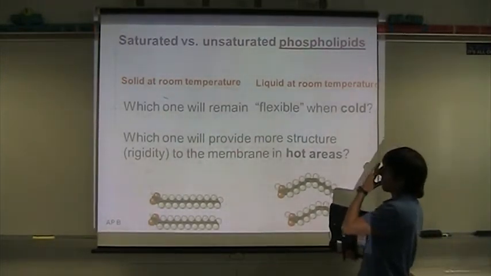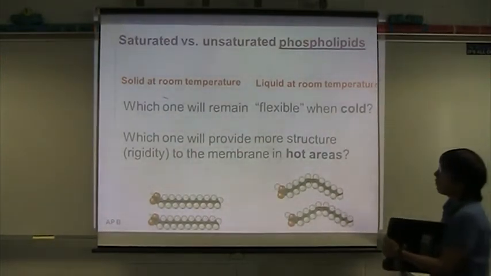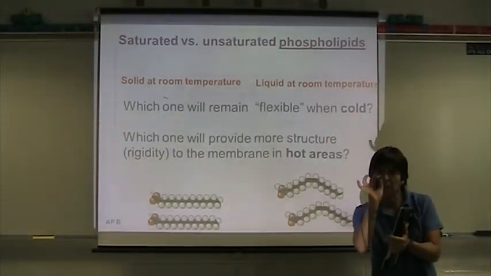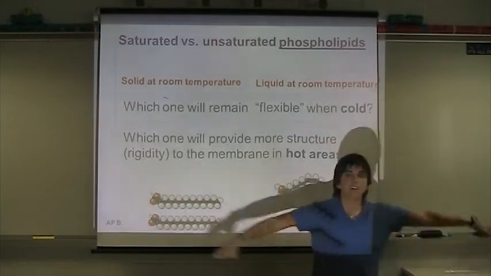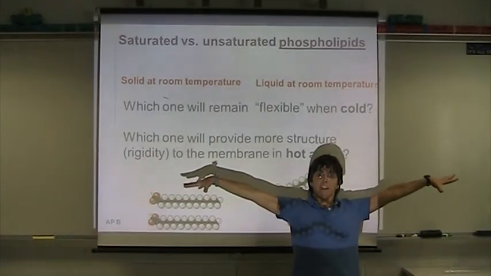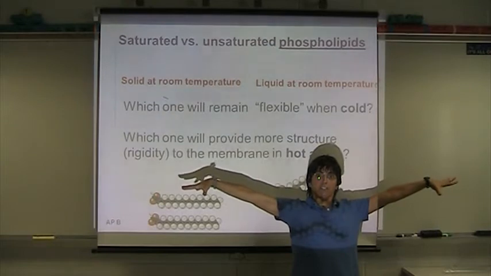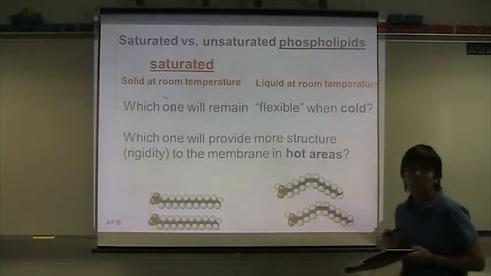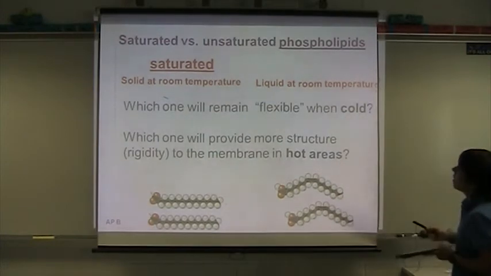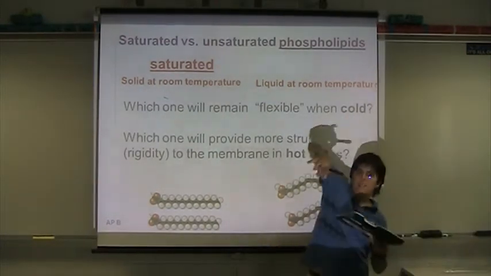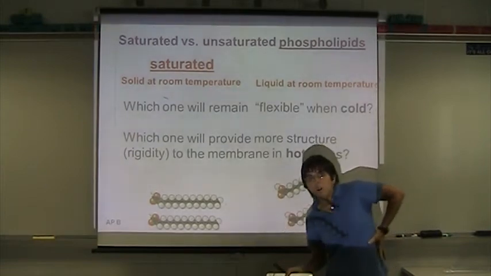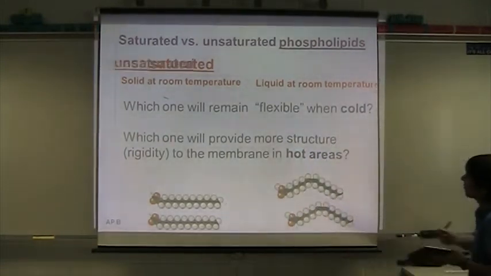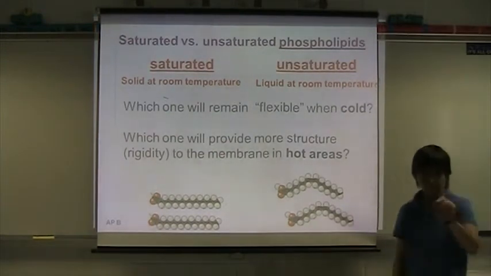Alright, quick review. So let's see how your brain is working. So if you have a fat that is solid at room temperature, what do we call those that are solid at room temperature? And remember, they are solid because they are full of hydrogen. They cannot move. They are like boys, stiff when dancing. They are saturated. If you are liquid at room temperature, means that you can move. That means that you are missing hydrogen. So you are unsaturated. Good?